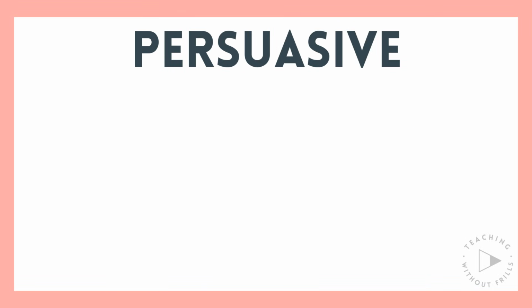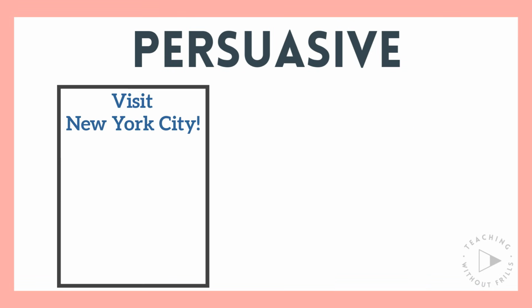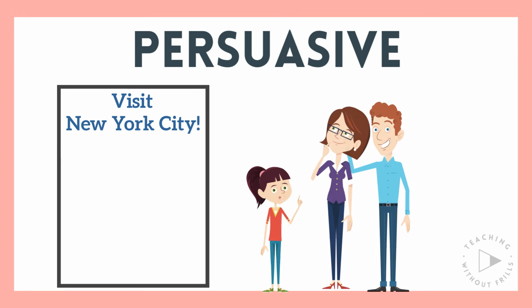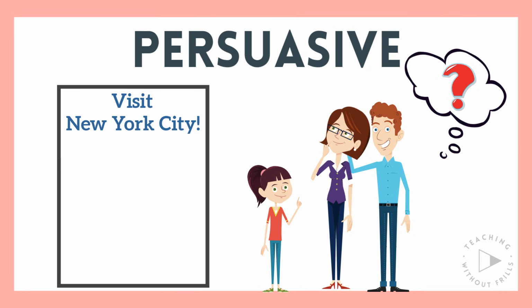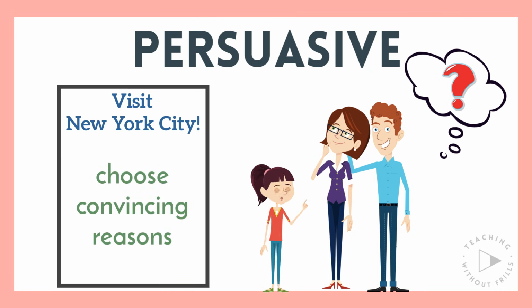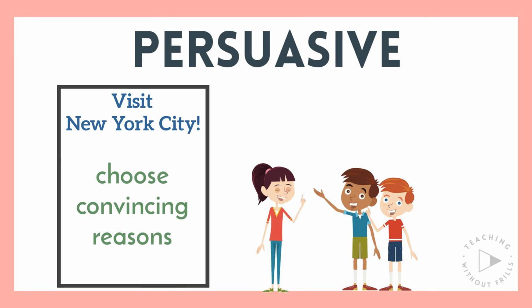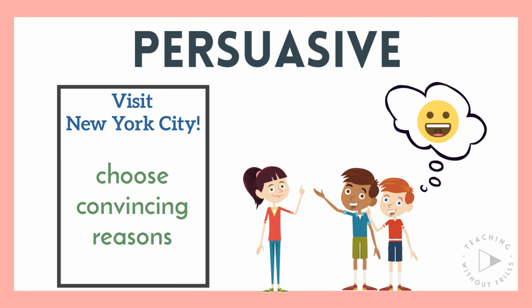If I'm writing a persuasive essay to convince others to visit New York City, I should consider whether the audience already has an opinion on this topic and which reasons and examples would be the most persuasive to them. If I want to convince my parents to take me, I'll need to think about any concerns they may have and use that information to choose convincing reasons. If I'm writing to persuade other kids to visit, I may focus on the fun activities kids can do in the city.